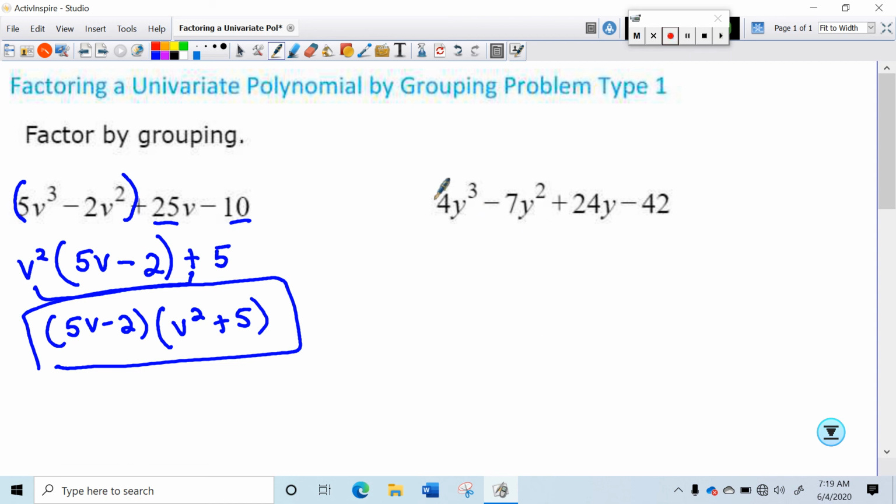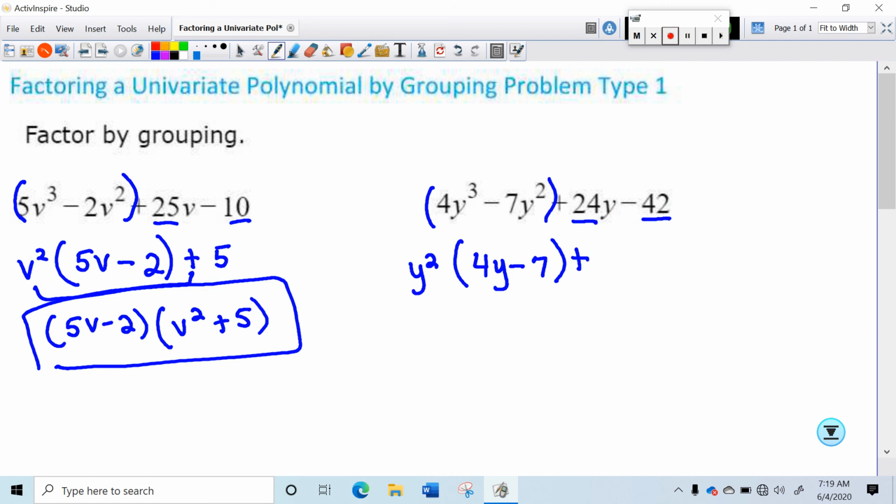So on the next one, group the first 2. I have 2 y's in common. I have a 4 and 3 y's. I took 2 y's out, so that's a 4 and 1 y left, minus sign. A 7 and 2 y's. I took 2 y's out, so that's a 7 left. Bring down the sign after the parentheses.